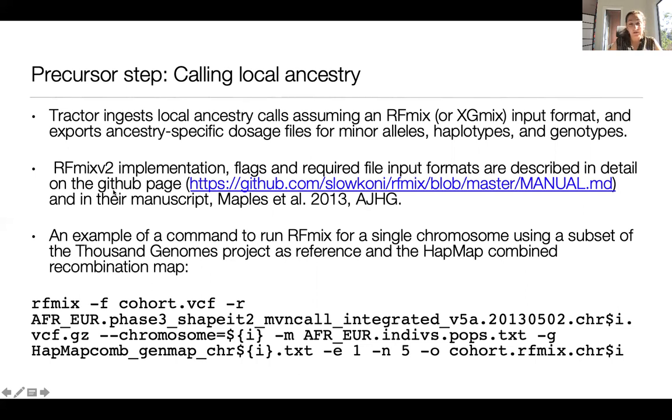So the success of Tractor really relies on good local ancestry calls. So it's really important to ensure that your local ancestry inference performance is highly accurate before you try to run a Tractor GWAS. Just to make sure we're all ready to go, I wanted to show an example command for launching an RFMix run on 1 chromosome using some publicly available data. This is the basic parameter settings that we've come up with as being ideal for our Tractor pipeline. Again, more details on the wiki page.